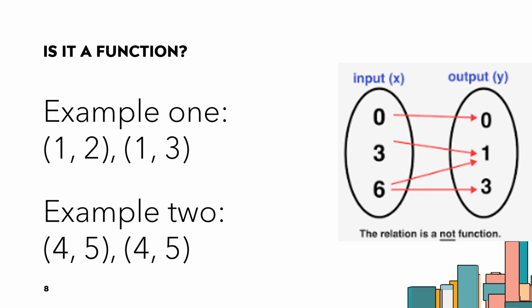Example 1 with the points 1, 2 and 1, 3 is not a function because the input 1 has two different outputs, 2 and 3. Example 2 with the points 4, 5 and 4, 5 is a function, even though the input 4 appears twice. It's paired with the same output, 5, each time.